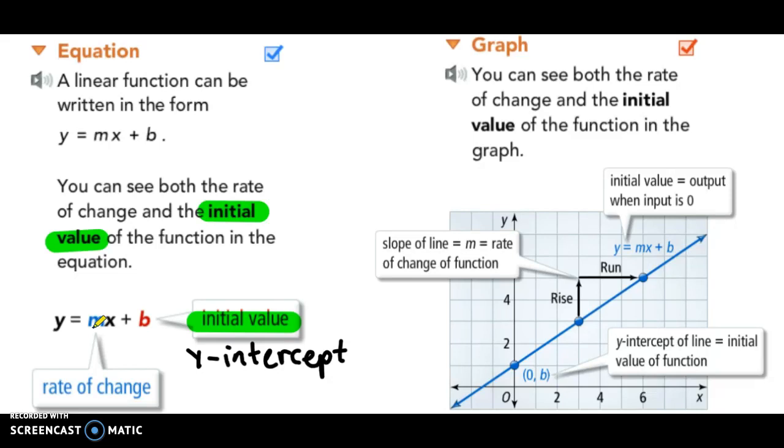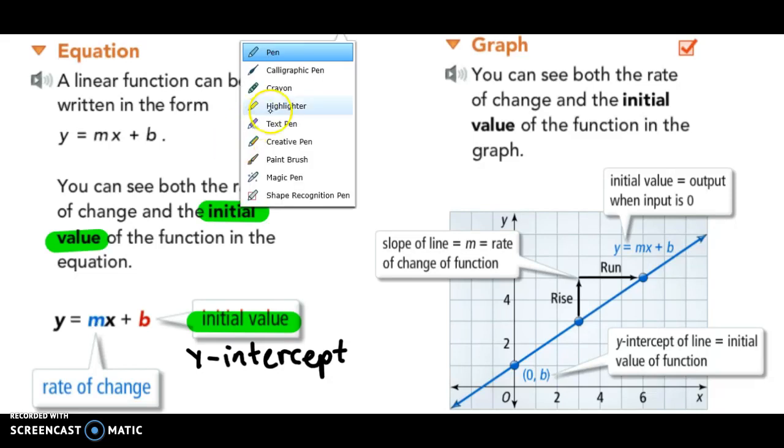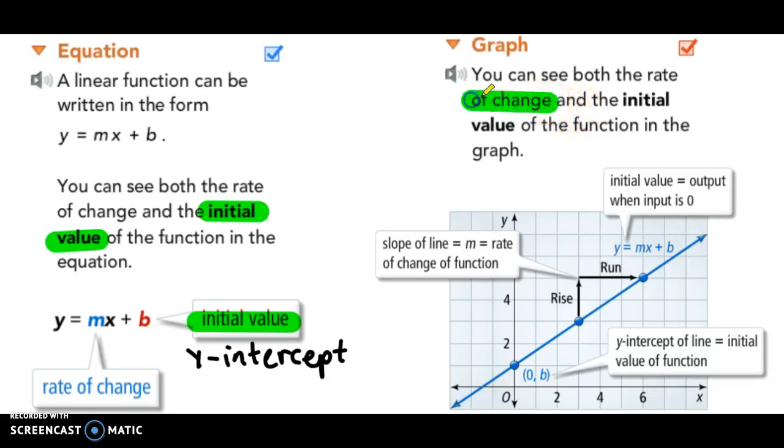So in the graph here, you can see both the rate of change and the initial value of the function in the graph. So our rate of change is simply our rise over run. The initial value is our value that crosses the y-axis.